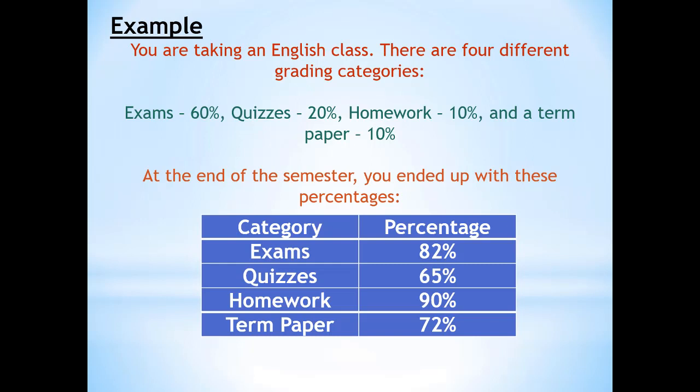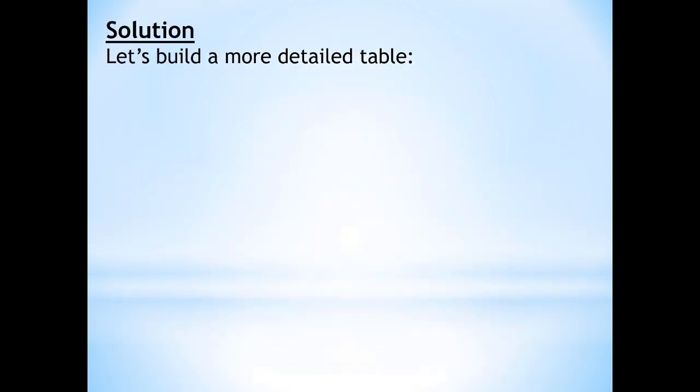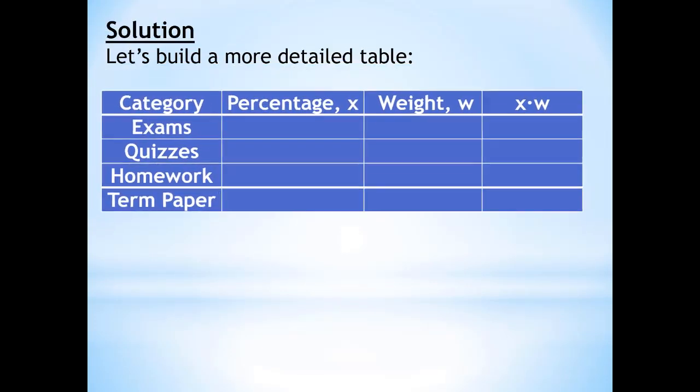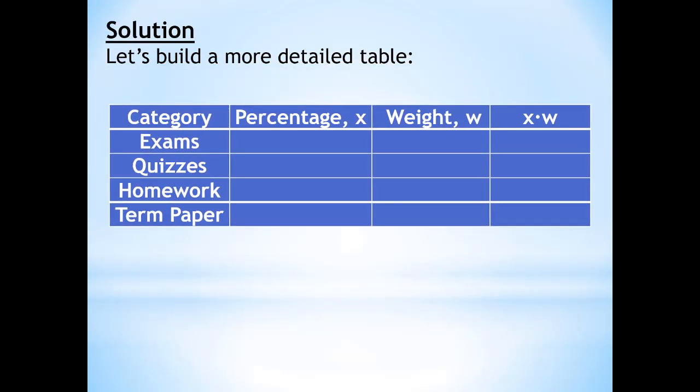The answer is we're going to expand this table. To compute our final grade, we're going to add in the categories along with their percentages, but then we also need to incorporate the weights. The weights of the exams were 60%, for the quizzes it was 20%, for the homework it was 10%, for the term paper it was 10%.